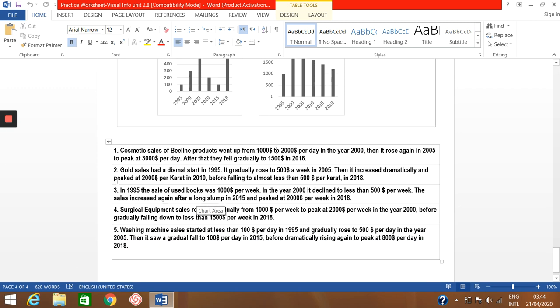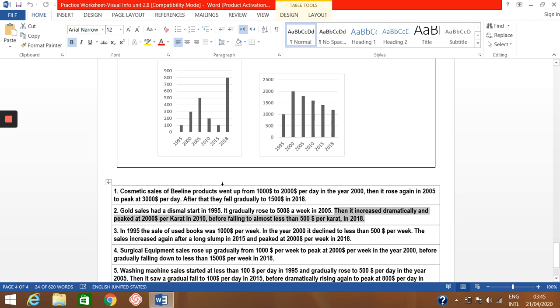Okay. Now let's look at the second report here. Gold sales had a dismal start in 1995. It gradually rose to $500 a week in 2005. Then it increased dramatically. This is a very good clue. Increased dramatically and peaked. Peak means reach the highest level at $2,000 per carat in 2010 before falling to less than 500 per carat in the year 2018.